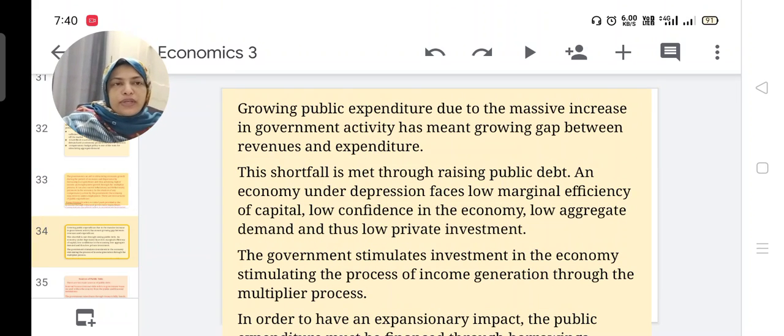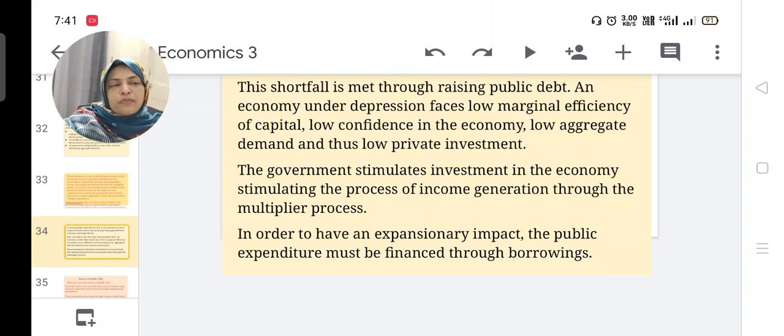Growing public expenditure due to a massive increase in government activity has meant a growing gap between revenues and expenditure. This shortfall is met through rising public debt. An economy under depression faces low marginal efficiency of capital, low confidence in the economy, low aggregate demand, and thus low private investment. The government stimulates investment in the economy, stimulating the process of income generation through the multiplier process. In order to have an expansionary impact, public expenditure must be financed through borrowing.